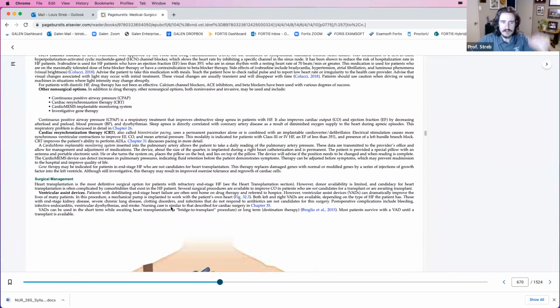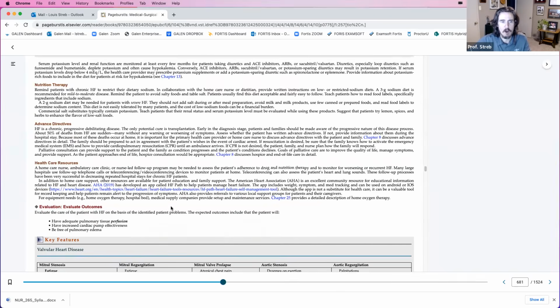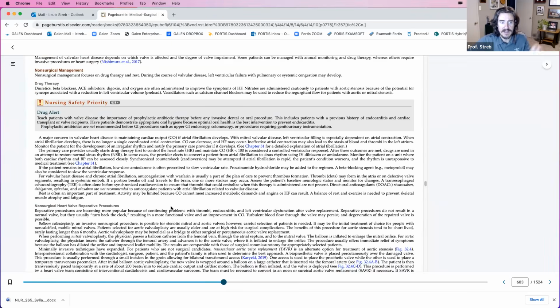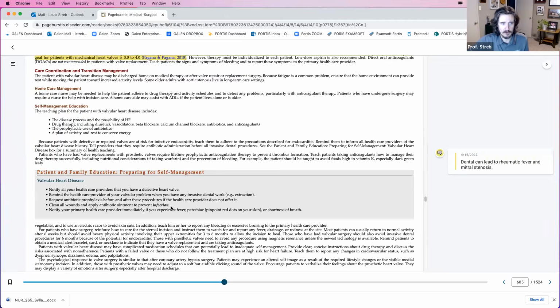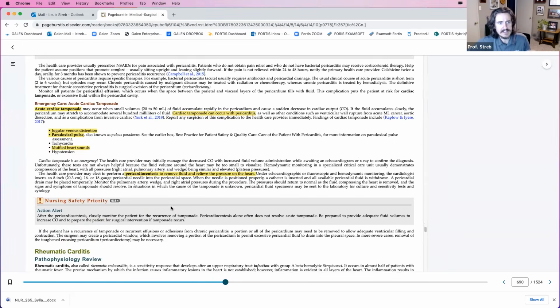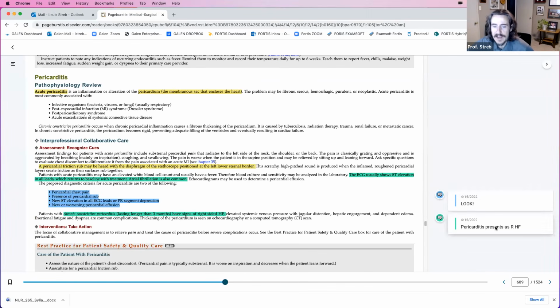If you just internalize that concept and quit trying to apply meaning to it, right-sided heart failure is not a thing. It is a group of signs and symptoms associated with anything that screws up the right side of the heart. In this case, here we go, pericarditis. It looks like right-sided heart failure.